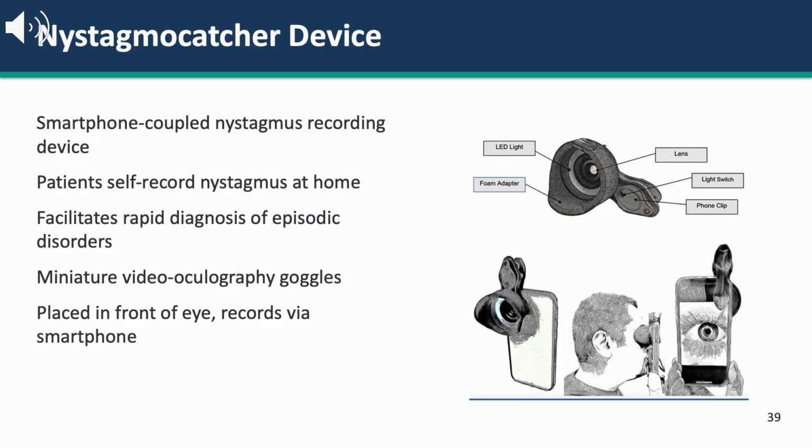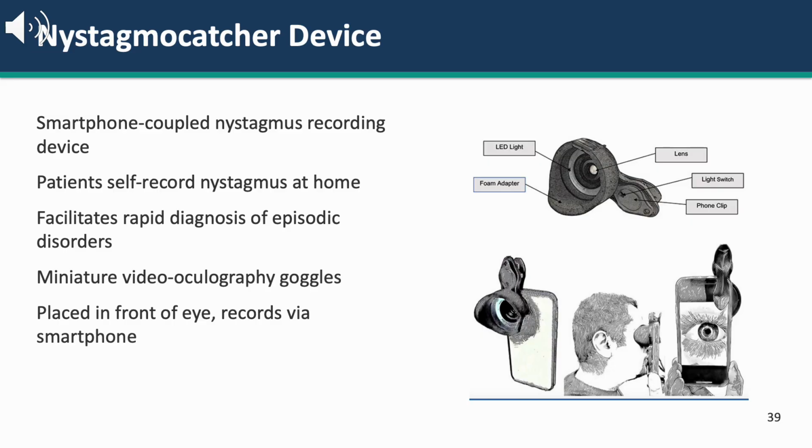A pilot study has demonstrated that patient-initiated vestibular event monitoring is feasible and may facilitate rapid and accurate diagnosis of episodic vestibular disorders. Using miniature video oculography goggles, adult neurology clinic patients were successfully taught to self-record spontaneous and positional nystagmus at home while symptomatic.